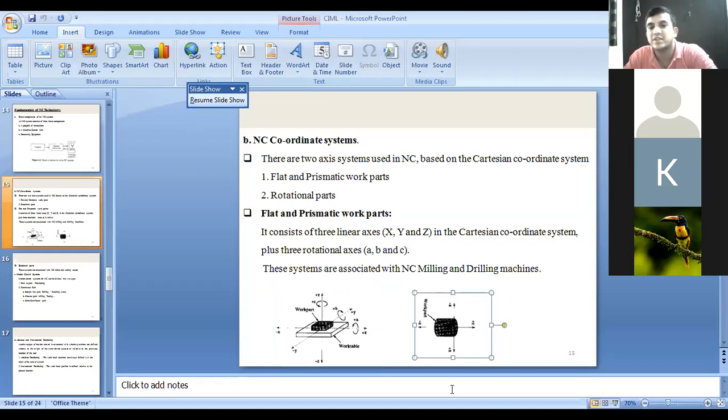Similarly, go for a rotational part. Rotational part means turning machines. We require only two coordinates. One is along the z axis, and the x and y coincide here, so we use only the x coordinate. Again apply the right hand thumb rule. The thumb shows the z axis and the forefinger shows the x or y axis. X is equal to y because the radial direction in a cylindrical part is the same, right? Now these coordinates are used in NC machines.